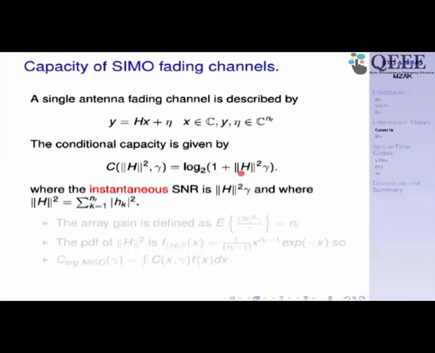Now some of you had asked last class what an array gain is. So here I formally define the array gain. It is defined as the expectation of the ratio of the instantaneous SNR by the average SNR. So in this case you divide by gamma, gamma cancelled. So it is an expectation of capital H squared. There is a typo here. So this is again NR terms, and each of these terms is independent. So the expectation of this is going to be 1.